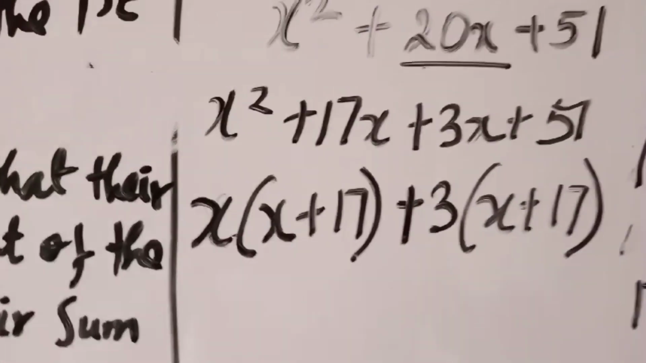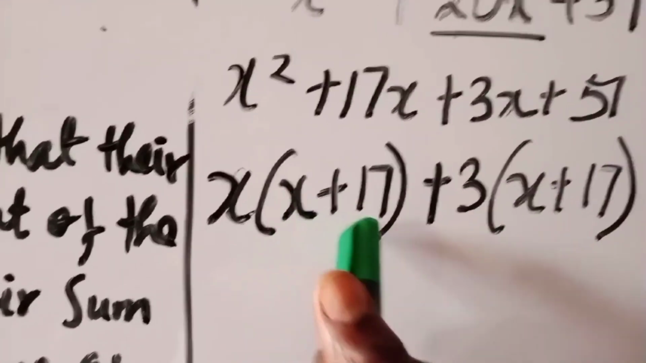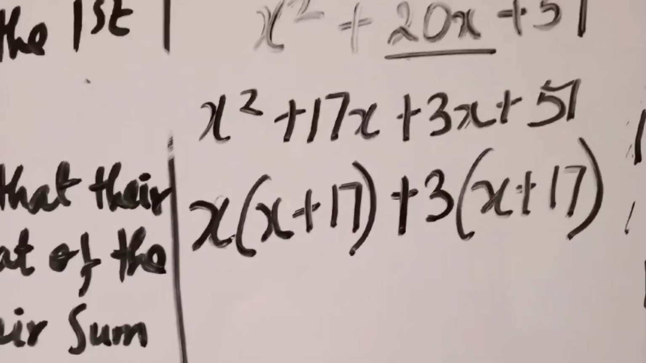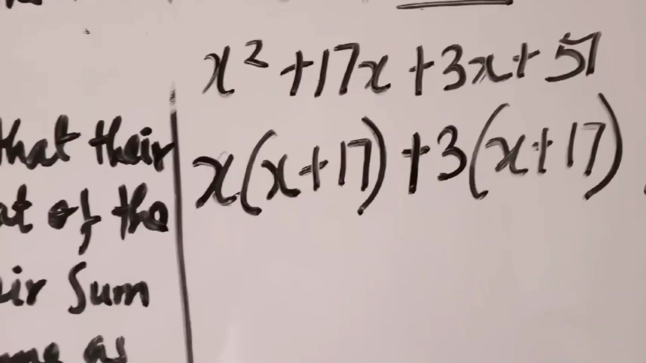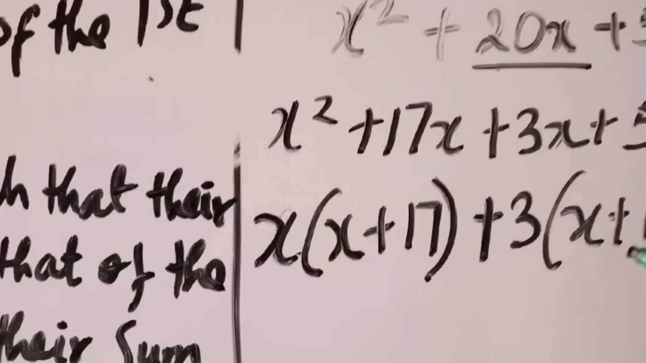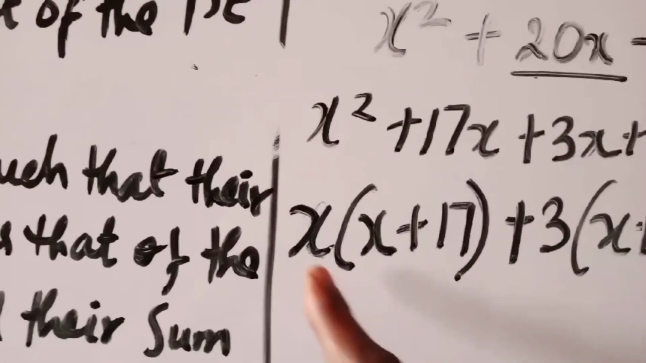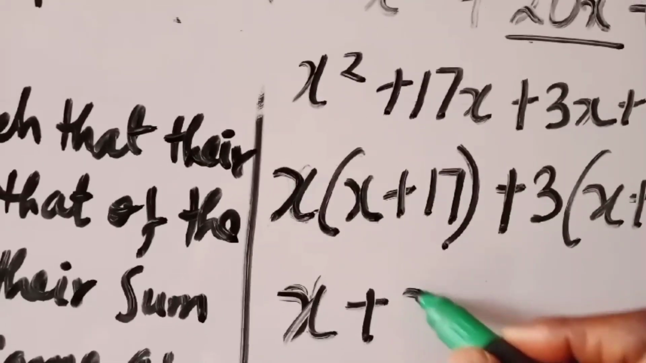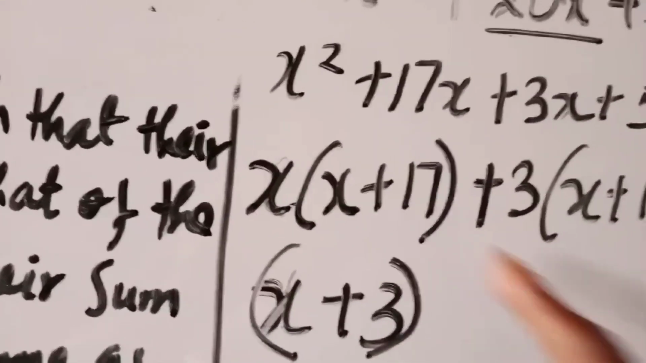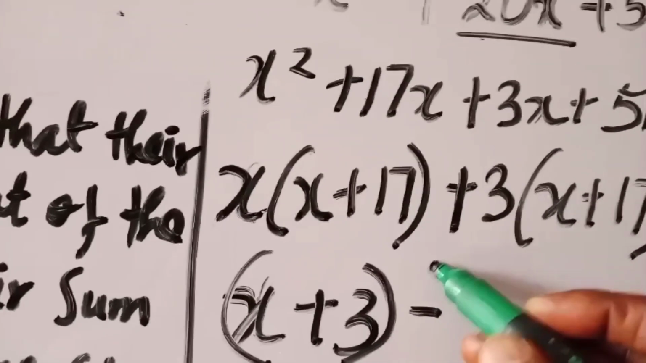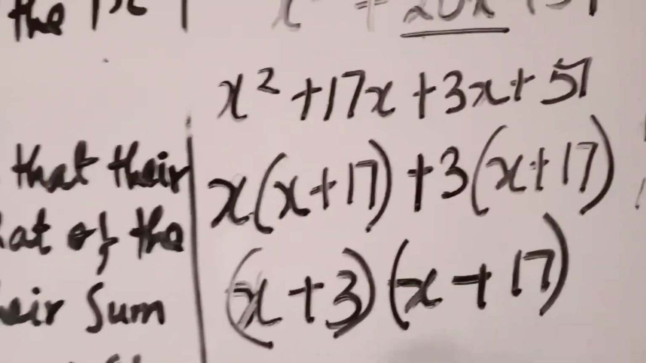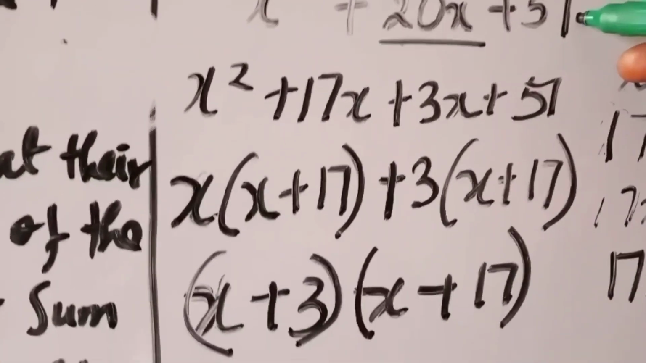If you do your factorization properly, what you have here is supposed to be equal to this place. Otherwise, the terms that you used are wrong. Once you have this condition met, you pick this x plus 3 as a factor and pick any of these two as another factor, so you have x plus 17. Now, what we have just done is that we have factorized the quadratic equation.